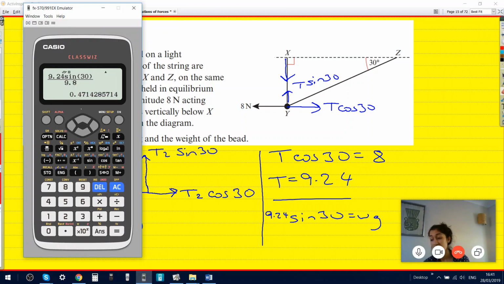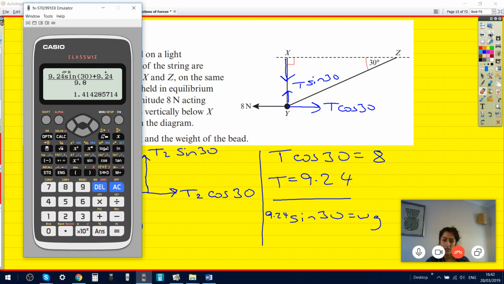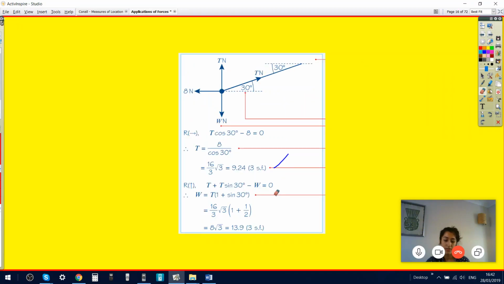So it's on the top. There should be an extra 9.24, is it? Yeah. Because there's two strings. 1.4. No. T sin 30 plus 9.24.